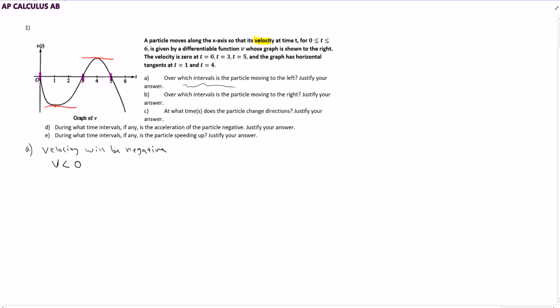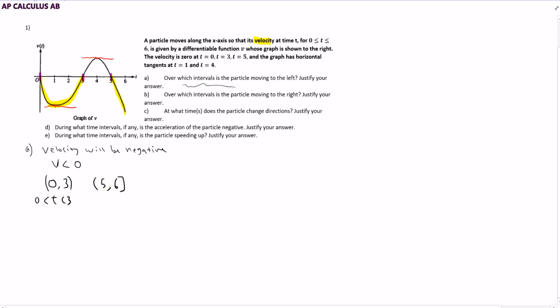So I'm given a graph here, and I just have to figure out, well, when is the velocity less than 0? And the trick here is you're not looking at whether this graph is increasing or decreasing. We're simply looking at when is it less than 0, because this is the velocity. So you can see less than 0 means below the x-axis. So it's below the x-axis there, and it's below the x-axis there, right? So our velocity will be negative on the interval from 0 to 3, or another way of saying this is for t values between 0 and 3, and also it will be negative from 5 to 6.